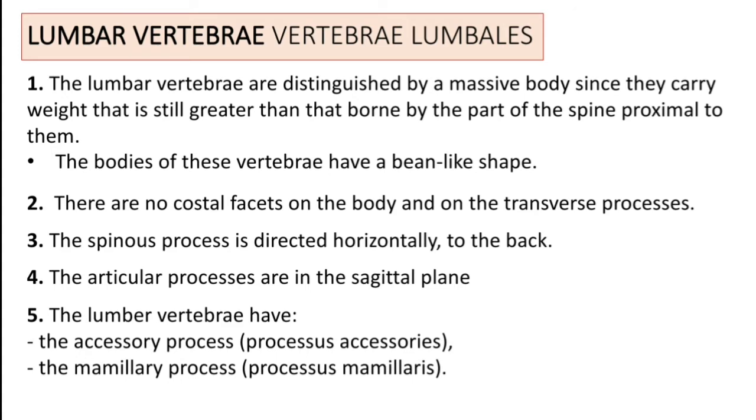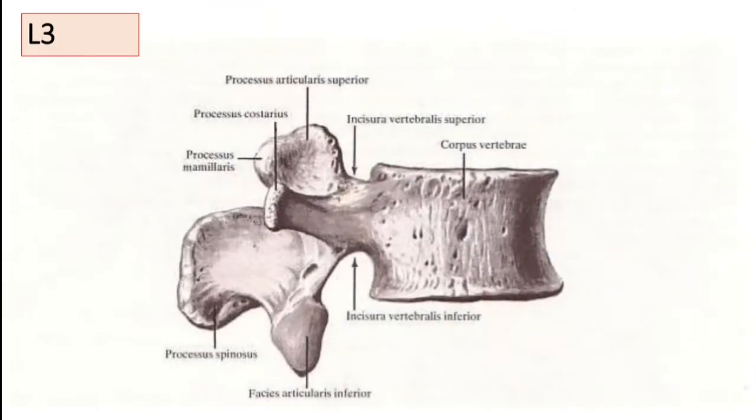The lumbar vertebrae also have the accessory and the mammillary processes. So this is a classical L3. Here you can see the body is massive, a massive body because they carry a lot of weight compared to thoracic and cervical vertebrae. If you look here, you can see facies articularis inferior, that's the inferior articular surface.